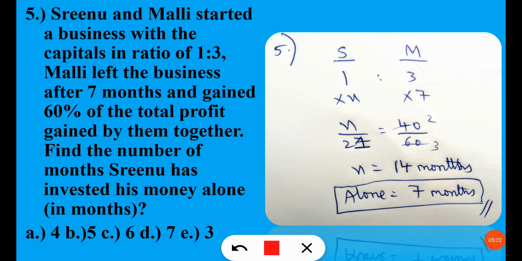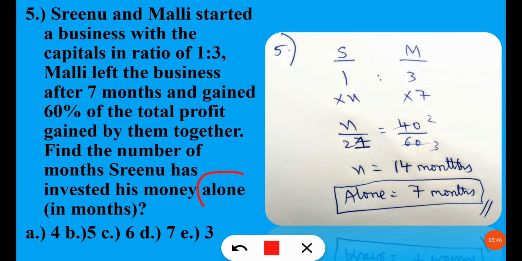So x by 21 equal to 40 by 60, and Malli received a profit of 60%. So obviously Srinu will be receiving 40% of profit. So 2 is 40, 3 is 60, 3 ones, 3 sevens are 21, 7 into 2 is 14. So Srinu's duration is 14 months, but the answer is not 14 months.